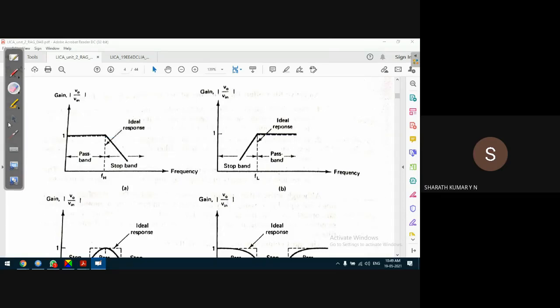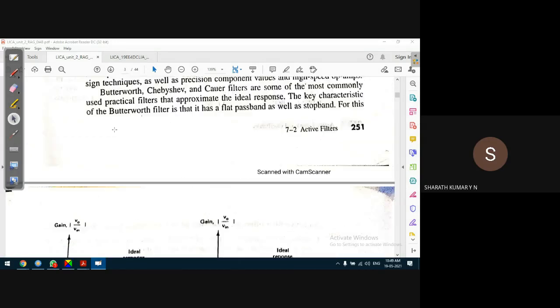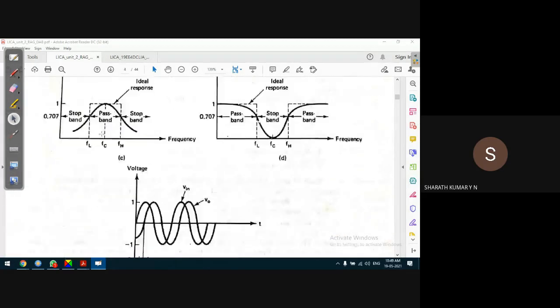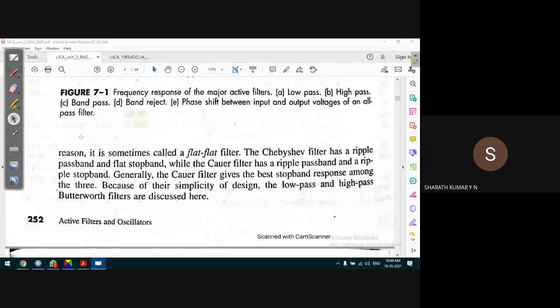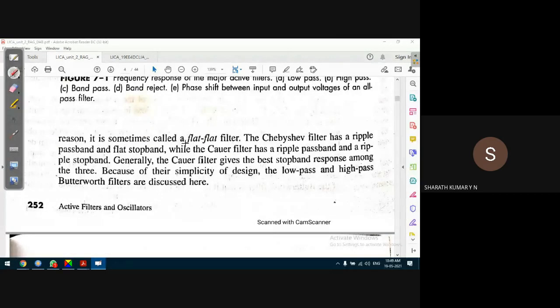That's why in this textbook we discuss only the Butterworth filter. For this reason, it is sometimes called a flat filter, because it gives a flat response. Whereas the Chebyshev filter has a ripple pass band and flat stop band, while the Cauer filter has a ripple pass band and ripple stop band.